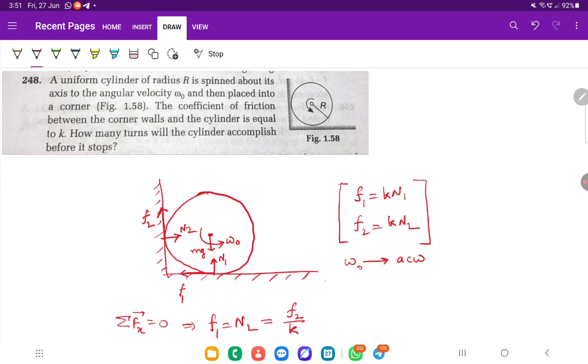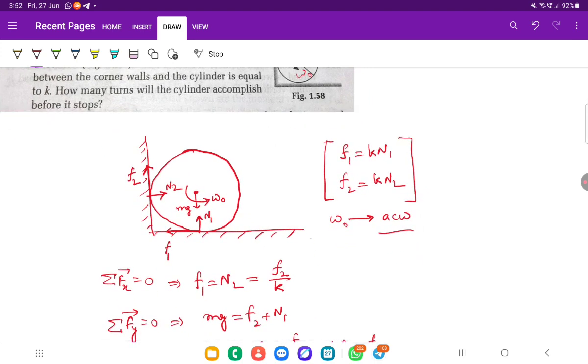So this one is the cylinder and they have given omega naught angular velocity to the cylinder in anti-clockwise sense. Here I have written it also. And with the corner walls, it is getting slipped on the corner walls. So obviously the corner walls are rough. So the friction will tend to prevent it sliding and it will eventually stop, right? Because friction will try to be in such a state where there will be no relative slipping between the cylinder and the wall.